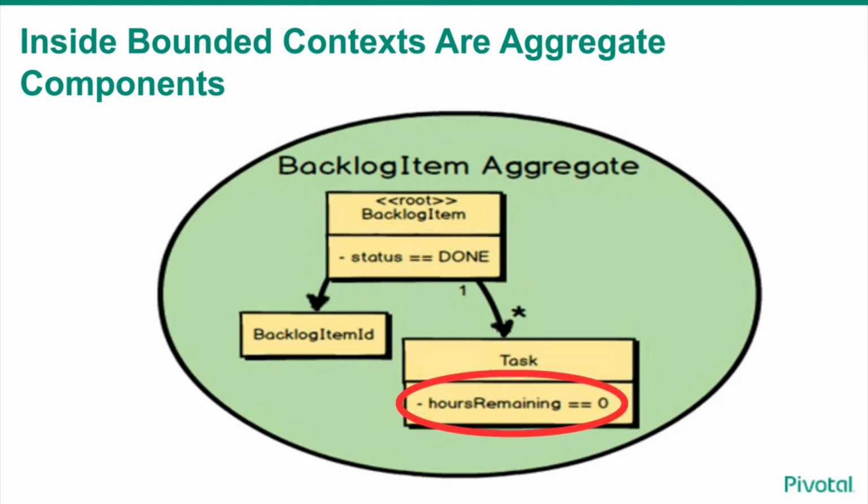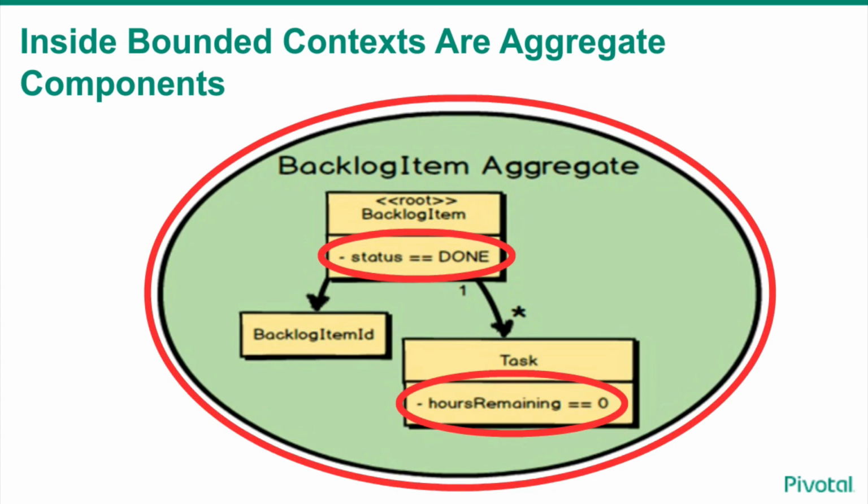The business rule that I'm referring to is a consistency rule that says when all tasks within a backlog item have 0 hours remaining, then we must transition the status of the backlog item to done. This must be consistent at the end of a transaction. Therefore, we put a transactional boundary or a consistency boundary around these concepts, and it's known as an aggregate.